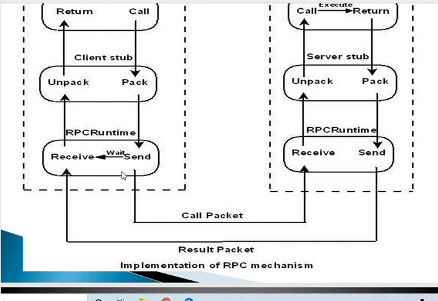The RPC runtime on the client machine receives the call request message from the client stub and sends it to the server machine. It also receives the message containing the result of procedure execution from the server machine and passes it to the client stub.